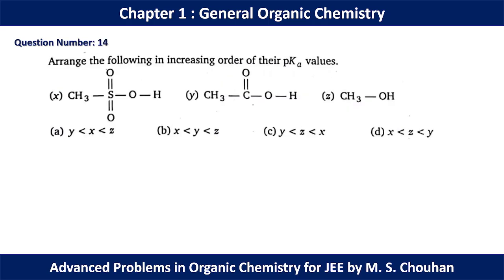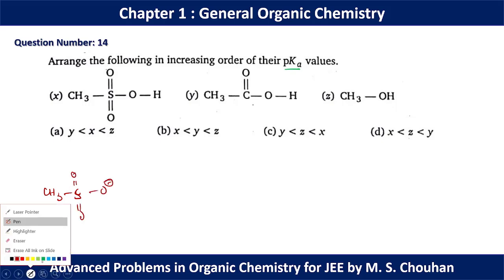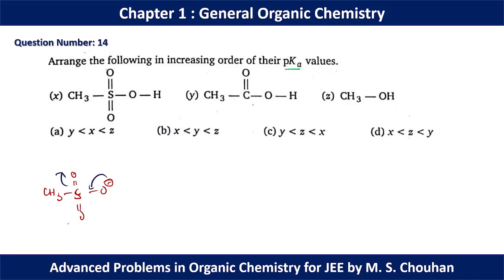In question number 14, arrange the following in increasing order of their Ka values. Same thing, the more the stability of the conjugate base, the more will be the acidic strength, the more will be the Ka value, the lesser will be the pKa value. So here we have to go for the pKa values. In the molecule X, if we draw the conjugate base structure, here we can have 3 canonical forms. This is one canonical form, this is canonical form number 2. We can draw another canonical form like this. So this is canonical form 3. So in X we have 3 canonical forms.